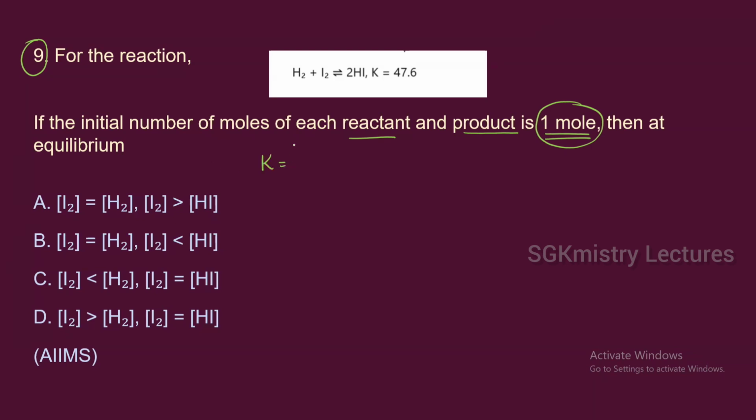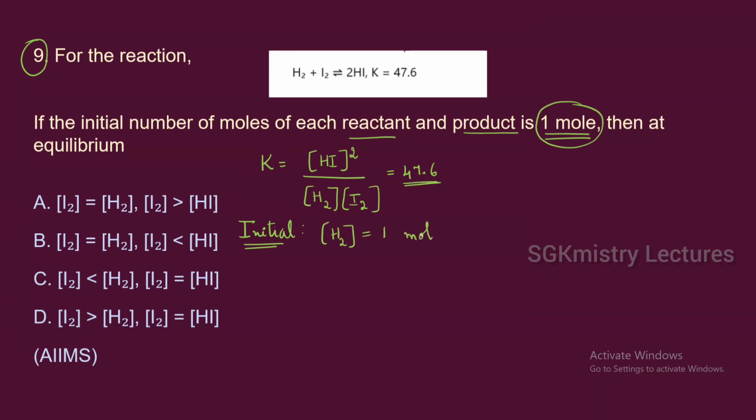First of all, let us try to write the equation for K. We have K is equal to concentration of HI square divided by concentration of H2 into concentration of I2, which is equal to 47.6. This is already given. Now, initial concentrations. So the initial concentration of H2, it is a reactant, right? So it is 1 mole. Again, the concentration of I2 is also equal to 1. So 1 mole. And HI is equal to 1.